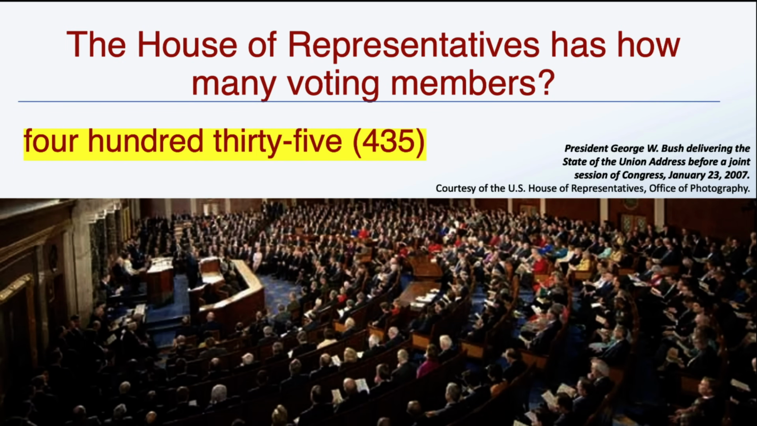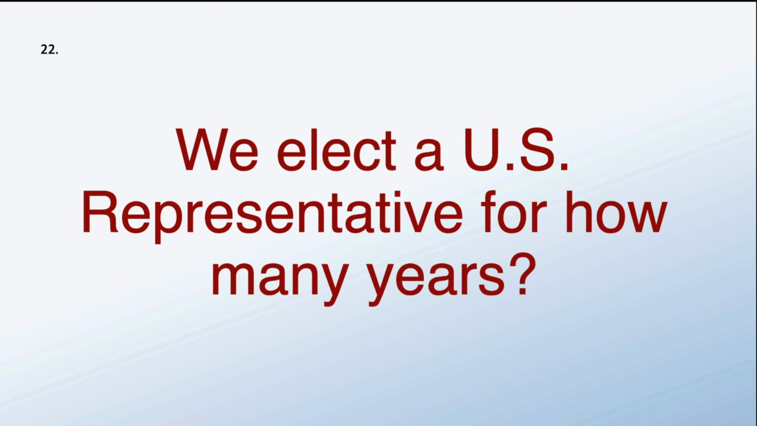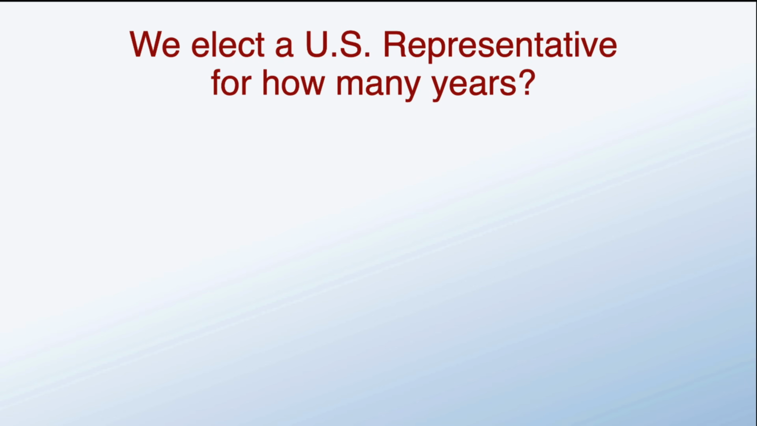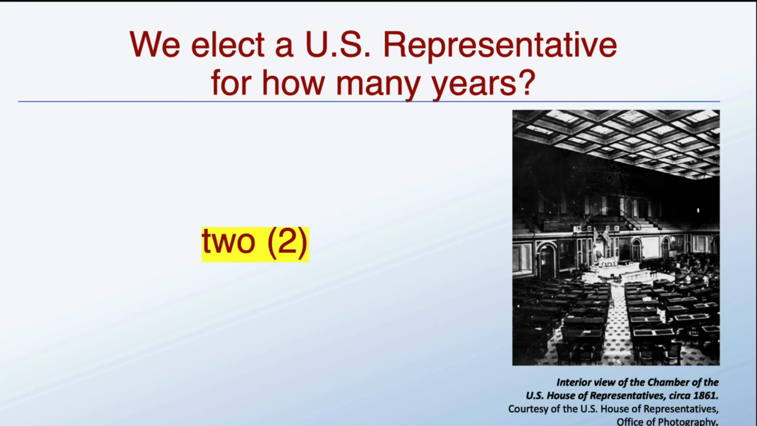435 voting members are in the House of Representatives. We elect a U.S. representative for how many years? 2 years for a U.S. representative.